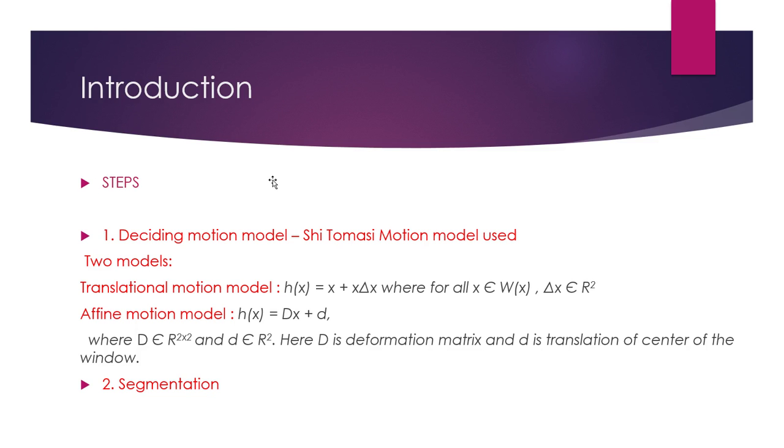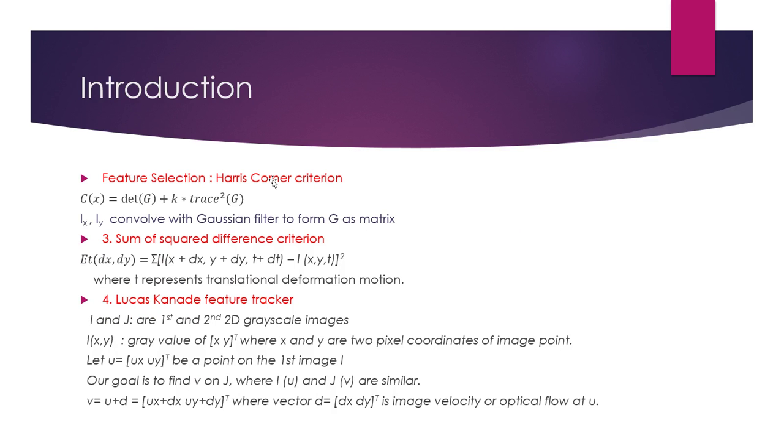Second is segmentation. Segmentation is basically extraction of the foreground and the background objects, and then we create a mask after the segmentation. Segmentation is done by giving a probability to each pixel in the image. If the pixel is present in the foreground, we give probability equal to 1, and if it is present in the background, we give probability equal to 0.